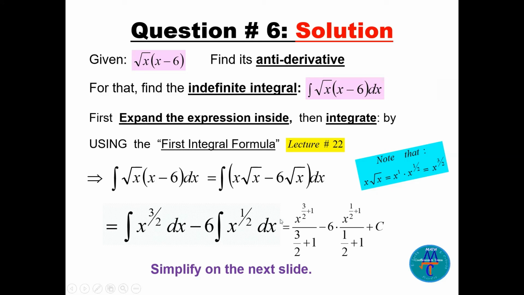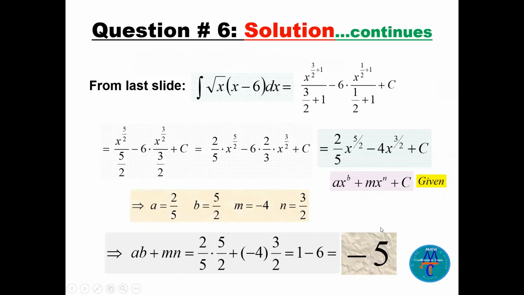Now to find the integration, it will be x to the power 3 over 2 plus 1 divided by 3 over 2 plus 1, minus 6, x to the power half plus 1 divided by half plus 1, plus capital C. This is the constant of integration. Okay, just simplify there. So we get x to the power 5 over 2 divided by 5 over 2 minus 6x to the power 3 over 2 divided by 3 over 2 plus capital C. This is 1 over 5 over 2, which is 2 over 5, x to the power 5 over 2, minus 6. The reciprocal of 3 over 2 will be 2 over 3. We keep here the same power, 3 over 2, plus capital C.